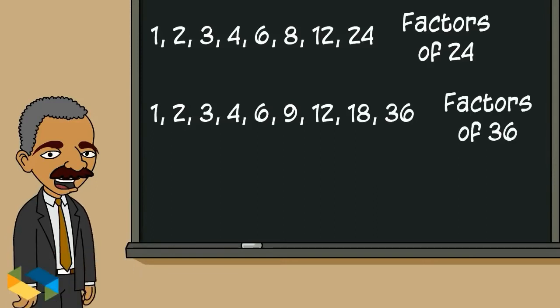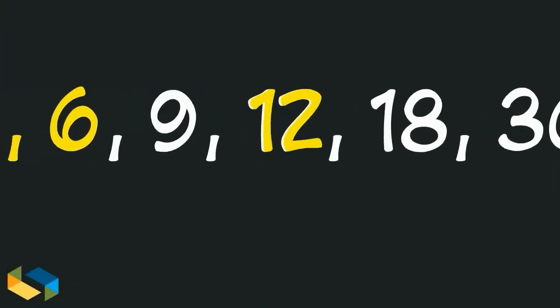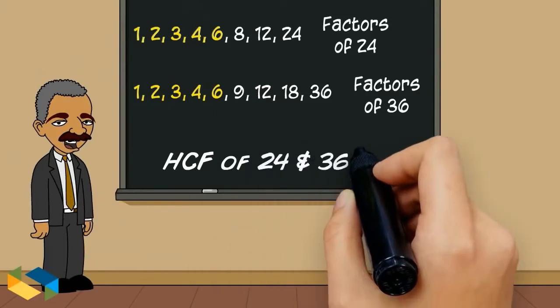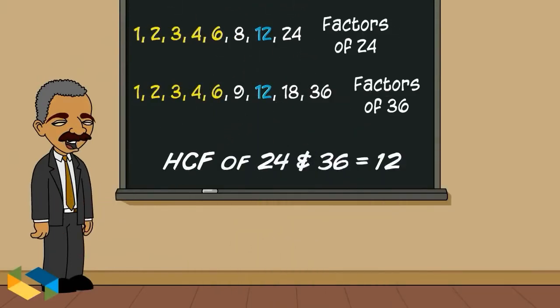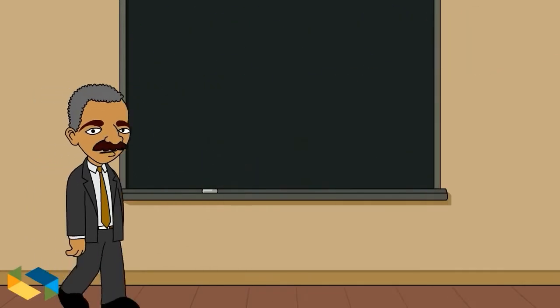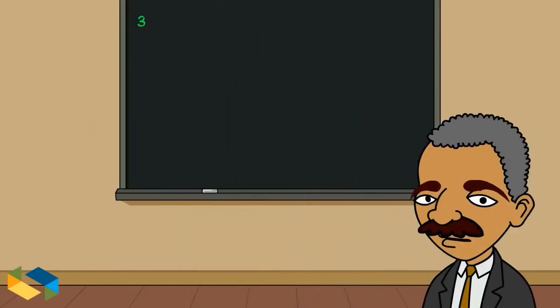I see some of the numbers in both these lists being common. The biggest or the highest being 12. So the highest common factor or HCF of 24 and 36 is 12. Simple, isn't it? Now let's look at these two numbers, 3 and 5.